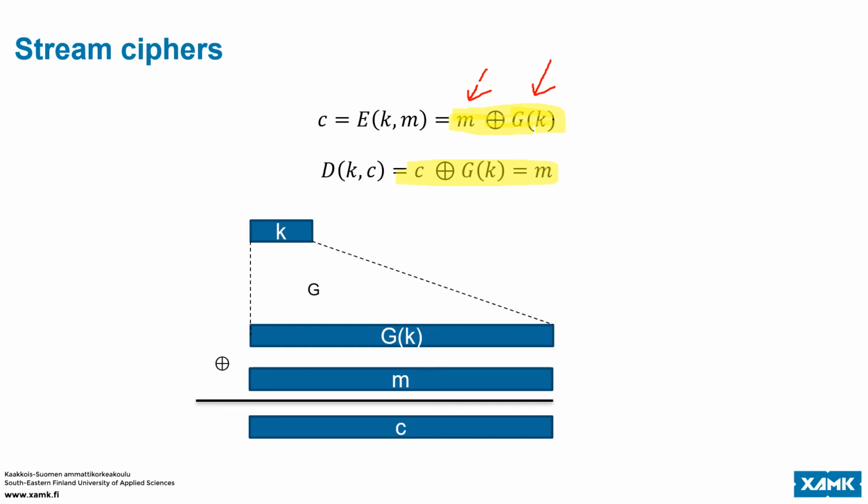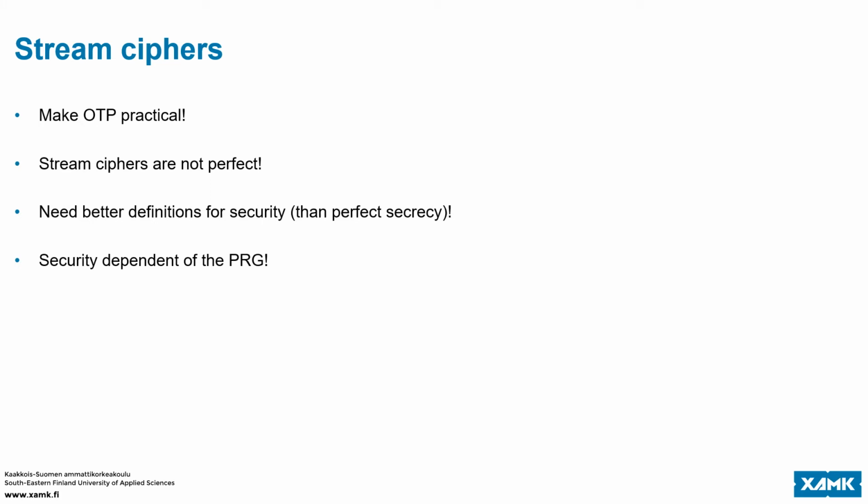So in essence, what we're doing is we take some short key K right here and simply expand it using a pseudo-random number generator G here, so that as a result we can still use the same principle of the one-time pad to encrypt our plaintext message into a ciphertext. So using a stream cipher, it's possible to make the one-time pad practical. However, there are some considerations.